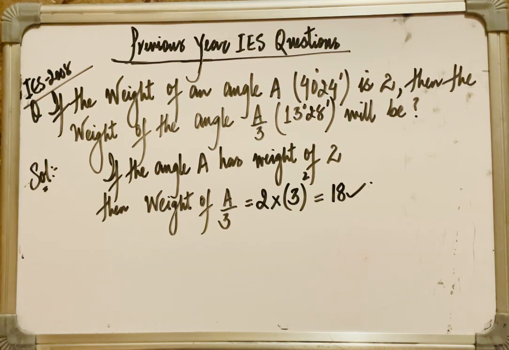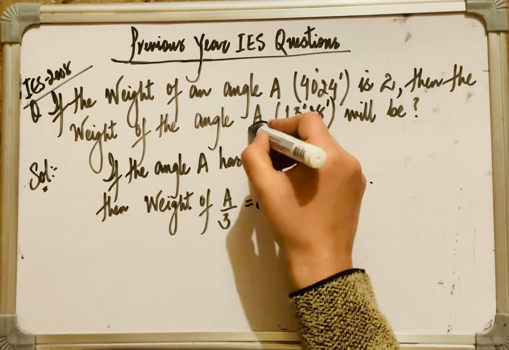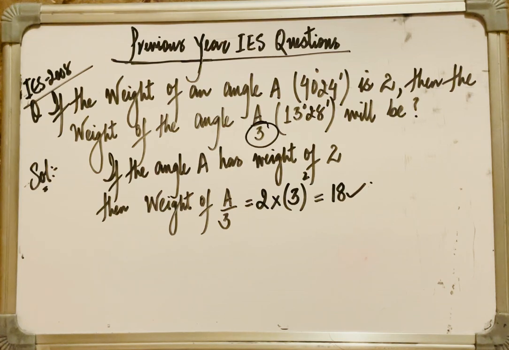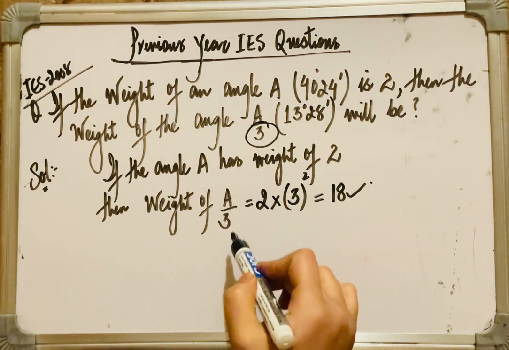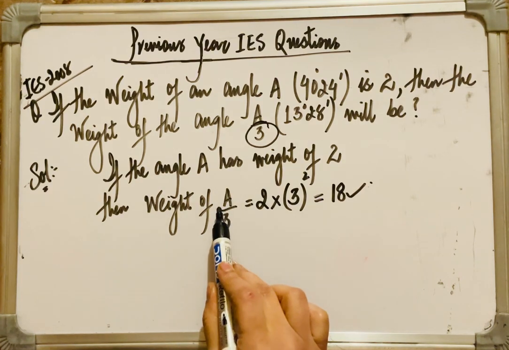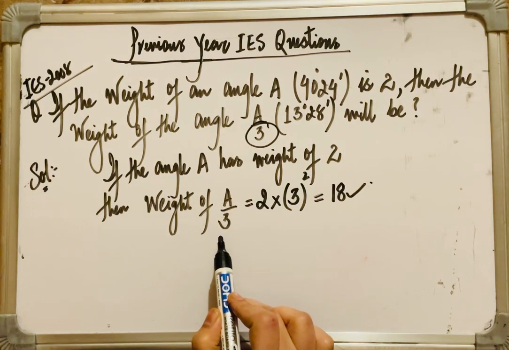All right, so the general rule for the law of weight says, as I'm again illustrating, that if a quantity of a given weight is divided by a factor, the weight of the result is obtained by multiplying its given weight by the square of that factor. And the factor in this case was 3, by which this angle had been divided. The weight of A is 2, and the weight of the quantity A by 3 is the weight of A multiplied with the square of the factor with which it has been divided.